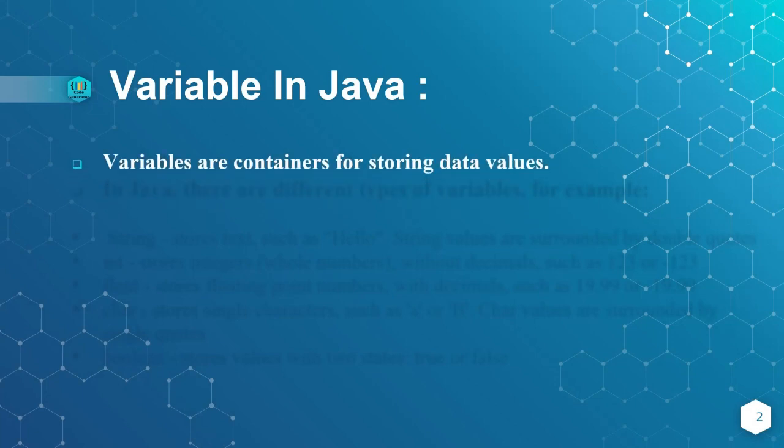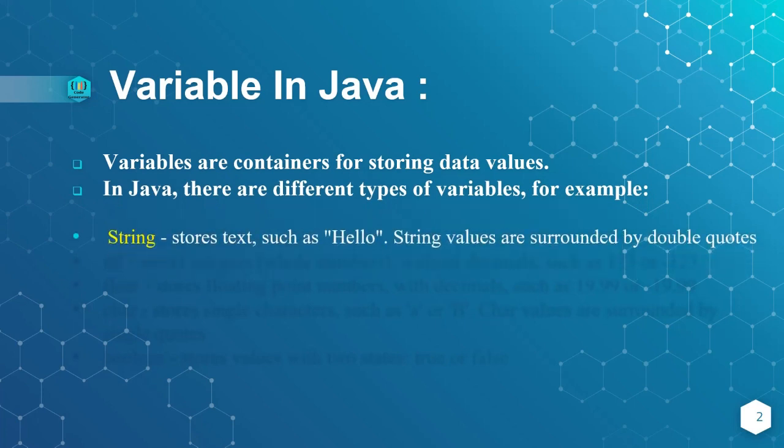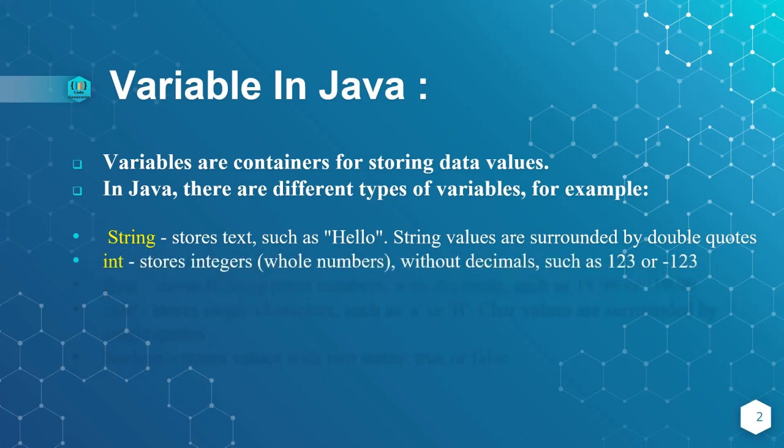Variables in Java. Variables are containers for storing data values. In Java, there are different types of variables. For example, String. String stores text such as "hello". String values are surrounded by double quotes. Int stores integers, whole numbers without decimals, such as 123 or -123.